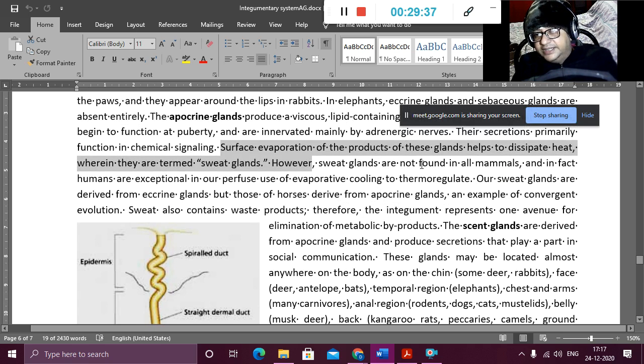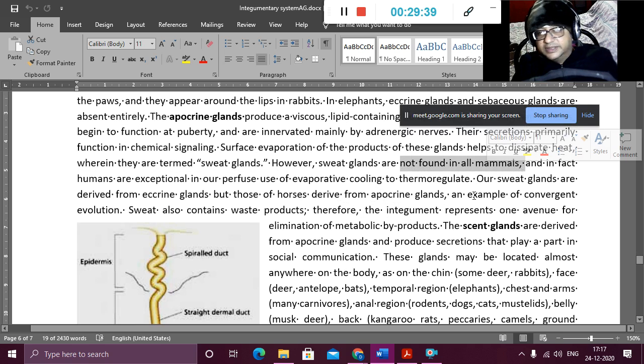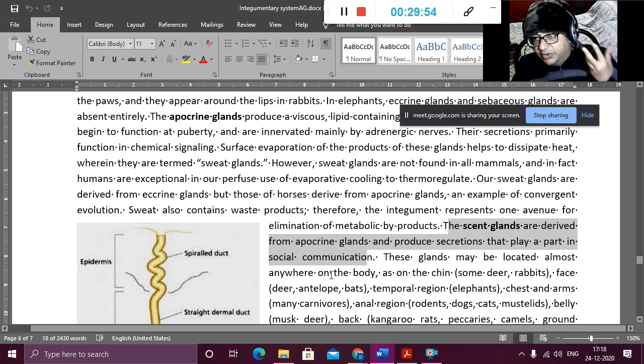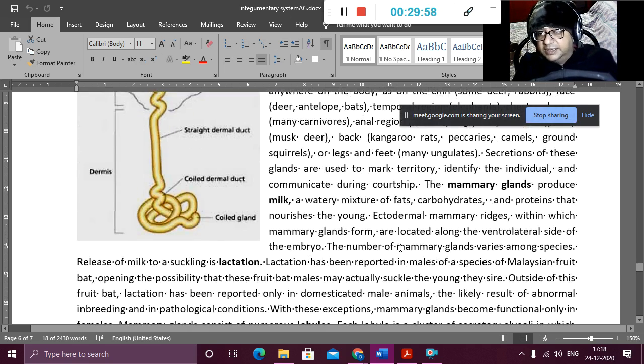However, sweat glands are not found in all mammals. The scent glands are also derived from apocrine glands and produce secretions that play a part in social communication. So, what are eccrine glands, what are exocrine glands, and what are apocrine glands? You can have short questions on this part.